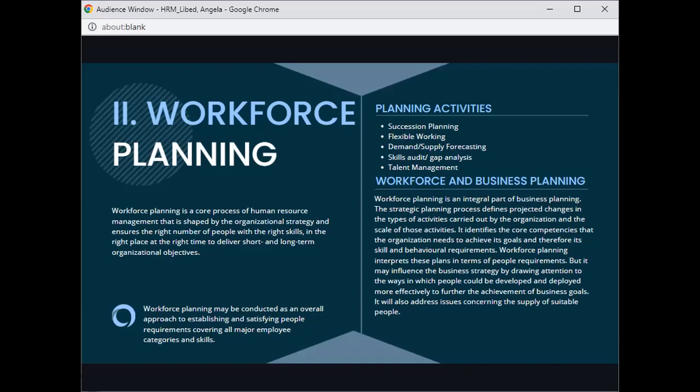And workforce planning also interprets these plans in terms of people requirements. It may influence the business strategy by drawing attention to the ways in which people could be developed and deployed more effectively to further the achievement of business goals. And it will also address issues concerning the supply of suitable people.